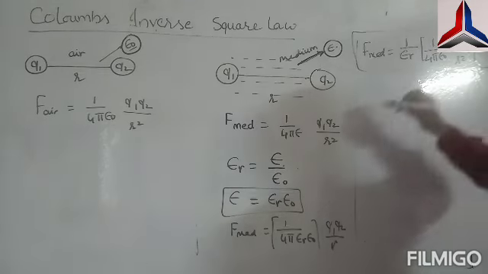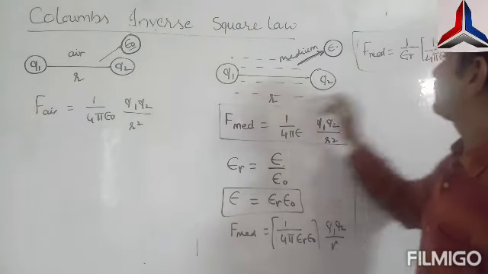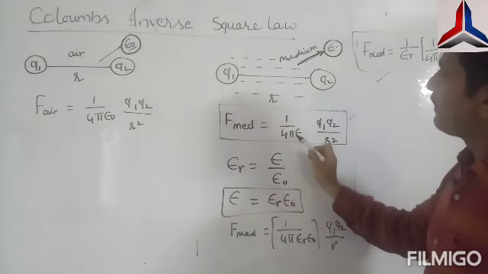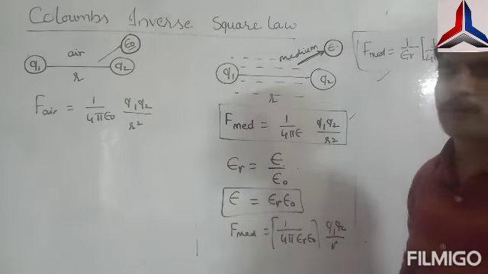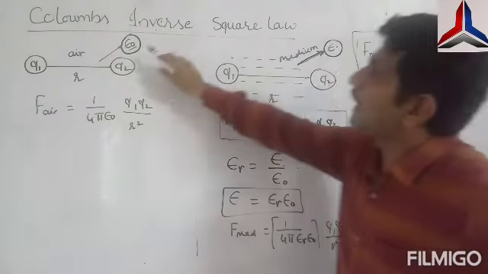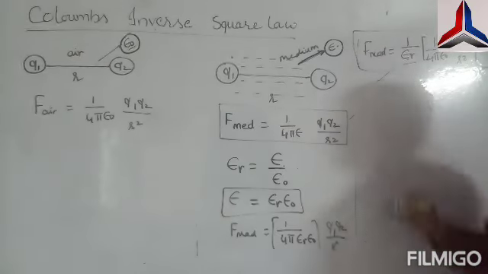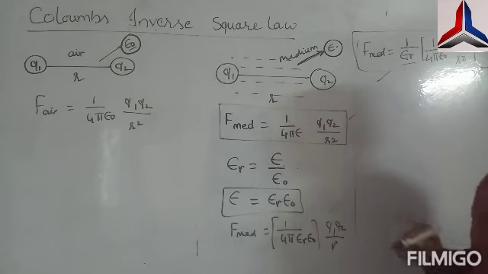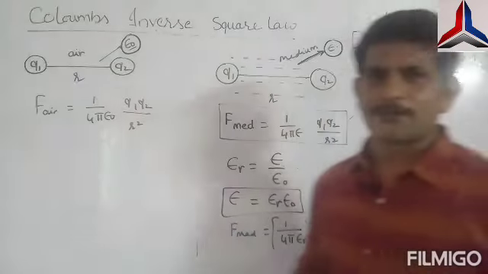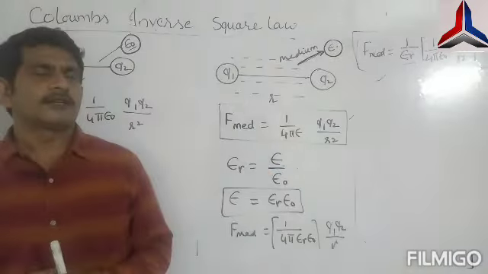When two charges are separated in a medium, we can take either this formula or this formula. If the permittivity of the medium is given, we can write the formula 1 by 4 pi epsilon Q1 Q2 by R square. If the relative permittivity is given, that is, how many times greater this value is than this, that is called relative permittivity, then we can write the force like this. I hope you can understand. Okay, and apart from that, I would like to give you one important case.